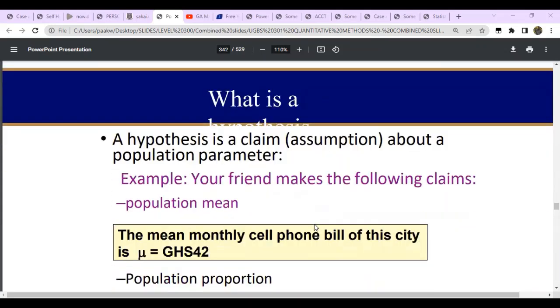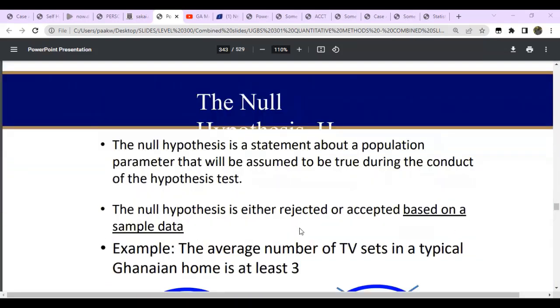So what's a hypothesis? Now, we are saying hypothesis is a claim or assumption about a population parameter. So the claims, they get it. Your friend makes a claim, the following claim. So the mean monthly cell phone bill of this city is, so your mean is equal to 42 Ghanaian cedis. So the claim is like what you think is it, do you get it? So the population proportion and so on.